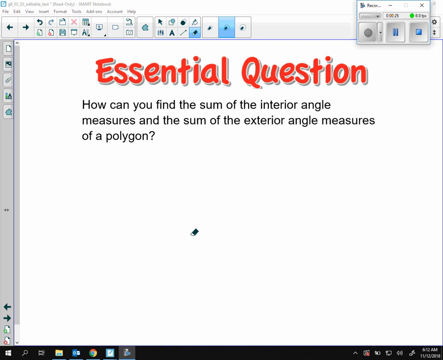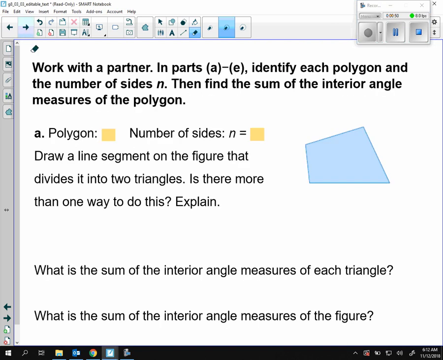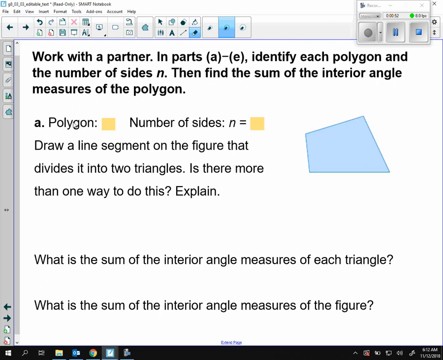We just did this with triangles. We looked at how the interior angles add together and equal 180. We looked at the exterior angles and how we can find an exterior angle by using the non-adjacent interior angles. But now we're going to do that with polygons, so shapes that are not just triangles, but have more sides. So let's work through this together.